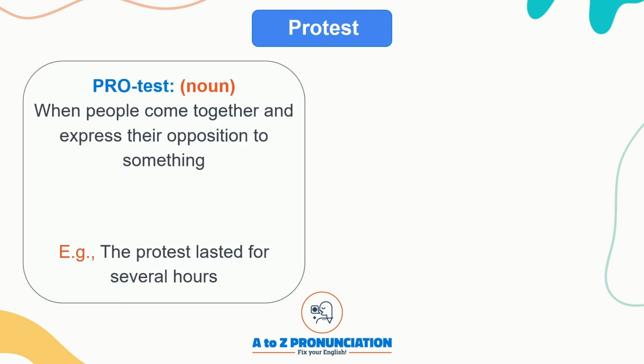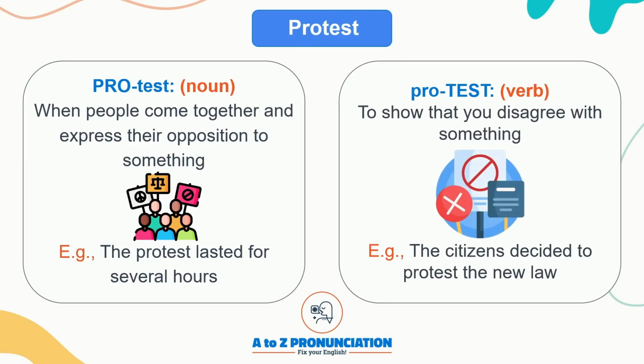By now, you probably know the drill. Protest and protest. Protest gives us the noun, meaning when people come together and they express their opposition to something. For example, the protest lasted for several hours. Protest is the verb, meaning, again, to show that you disagree with something. If we take an example, we could say that the citizens decided to protest the new law.